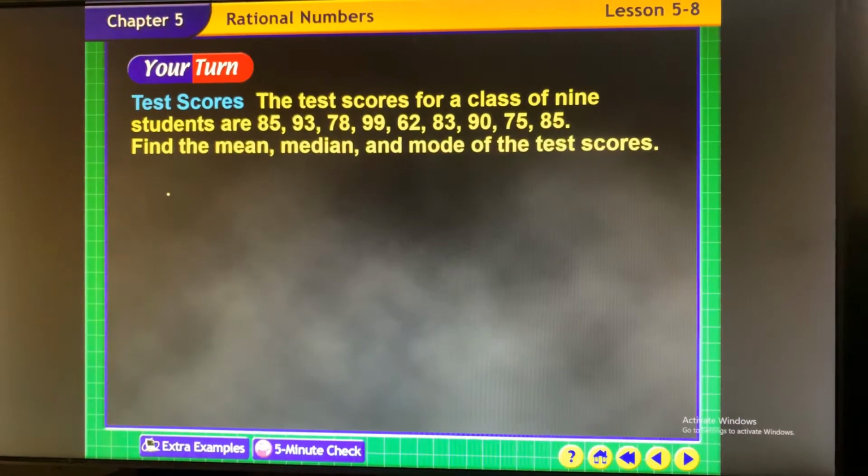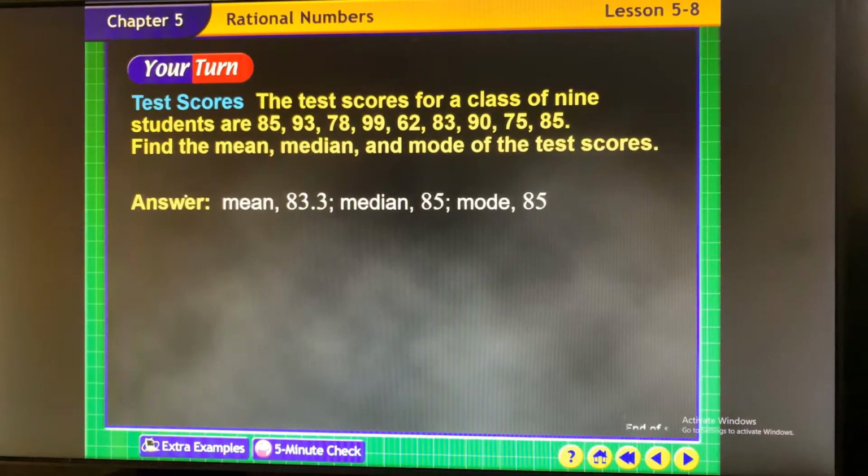So you're going to do the same thing with this. You're going to add all the numbers up, divide by the number of numbers. Then you're going to put the numbers in order, find the middle number, and then look and see, does one occur most often? And 85 does. And if you notice, if you're doing it right and your numbers are all pretty close together, then your mean, median, and mode should accurately reflect your numbers.